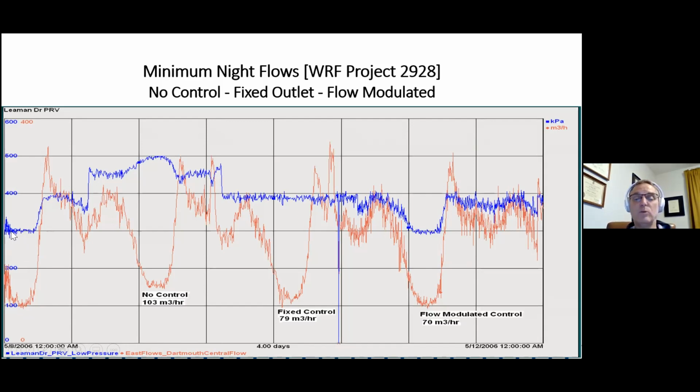So we started actually with our true flow modulation, where we have a very nice control of our downstream pressure. It does move with our flows. Here's our night flow. So we bottomed out here at roughly 100 cubic meters per hour.